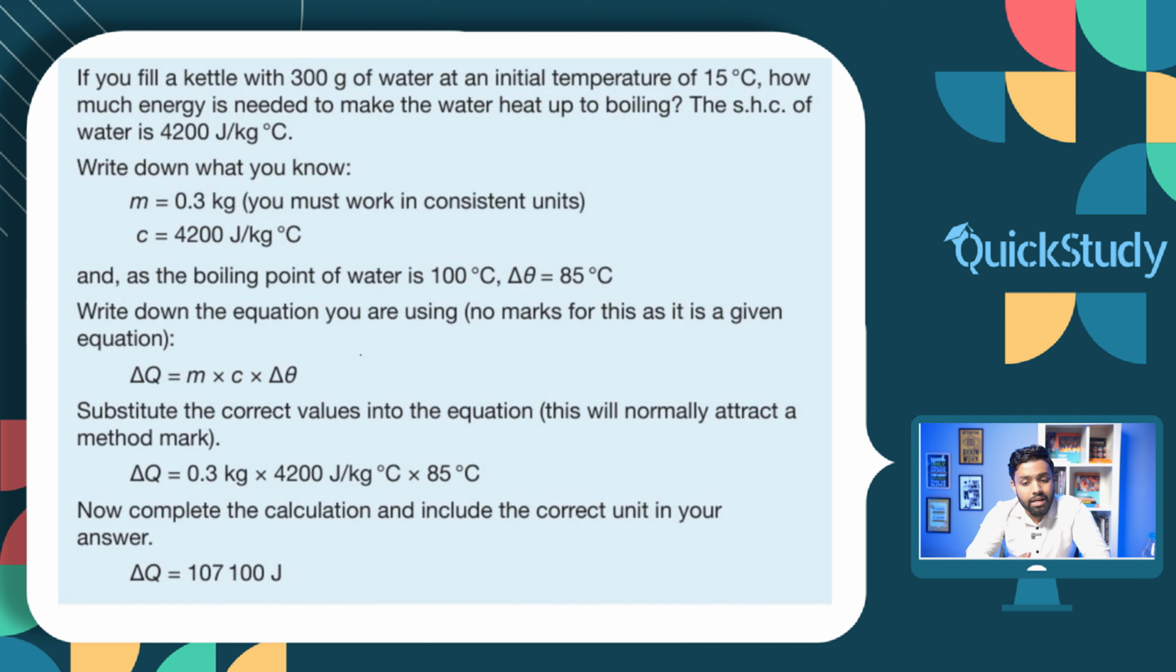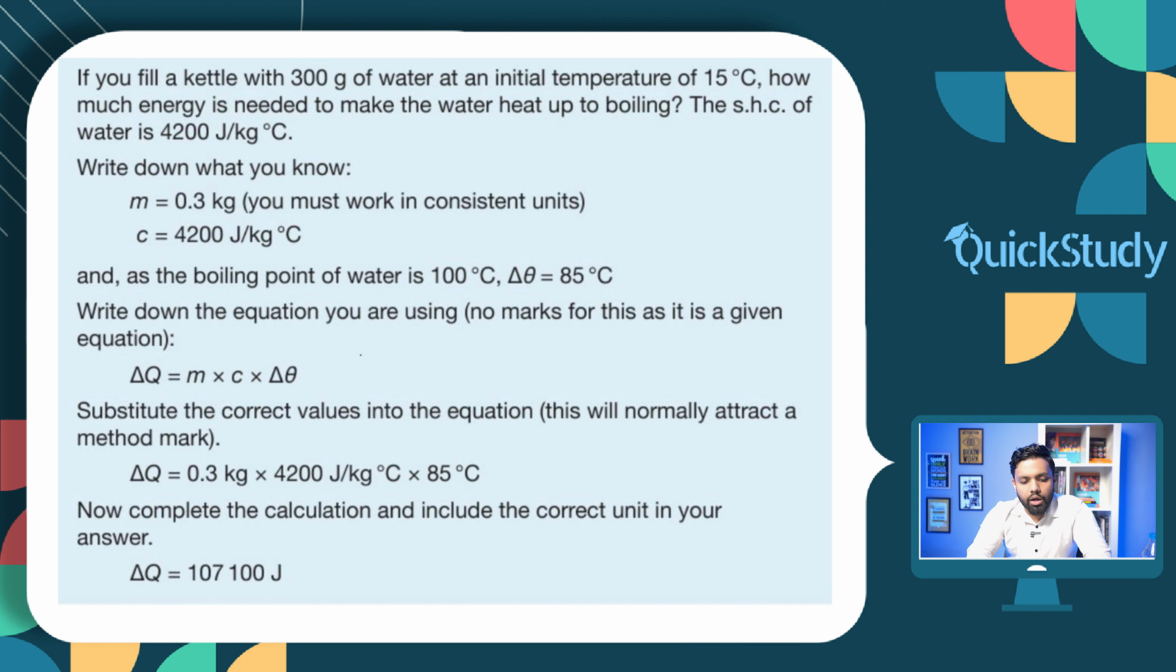and as the boiling point of water is 100 degrees Celsius, we must do the temperature difference. The initial temperature given here is 15 degrees Celsius, and the boiling point is 100 degrees Celsius. So the temperature difference would be 85 as we subtract 100 by 15. So we have to write down the equation, which is Q is equal to mc multiplied by the temperature difference. So we have to substitute the correct values into the equation. Remember that the energy, which is the heat, which is the Q, is also a difference of two things. As we are doing for the temperature, the same can be done for the heat.